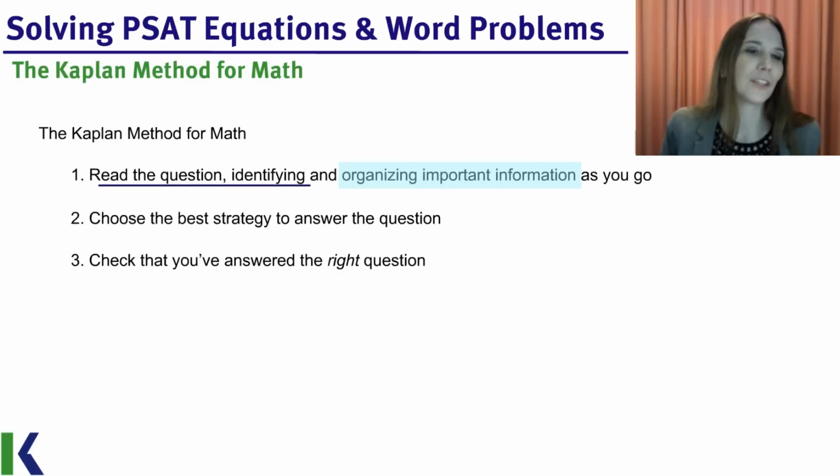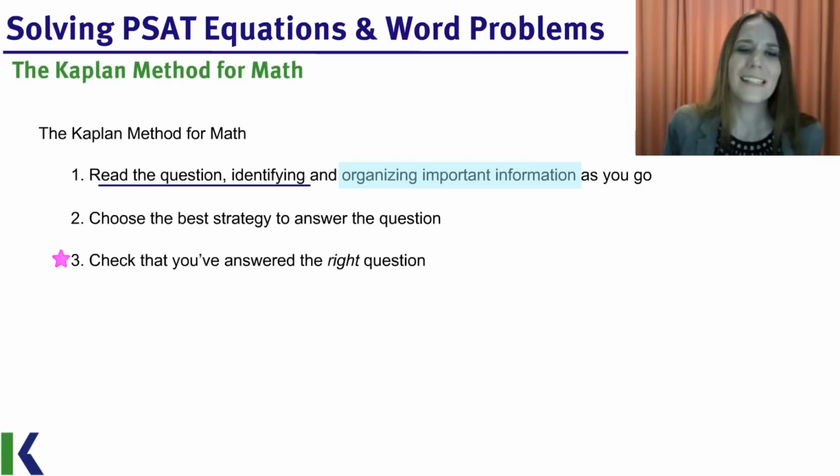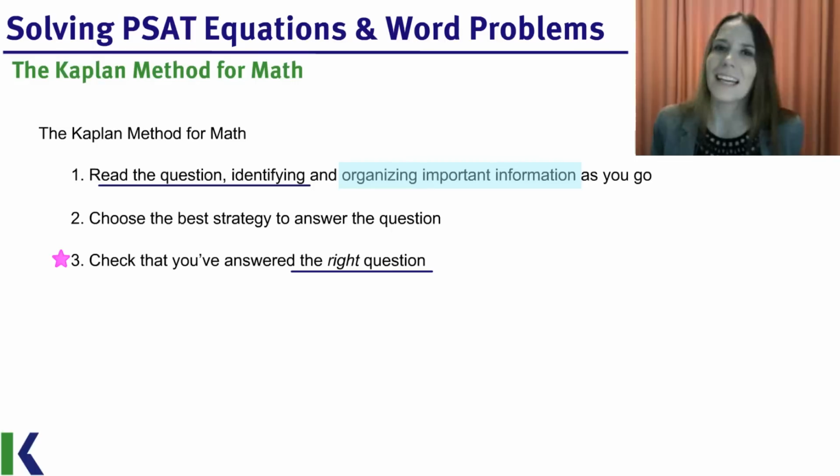I'm in fact going to put a big star by it, because time and time again, I cannot tell you how many times I've seen students do some really great math, but then they don't end up getting the question right. So when I say check that you answered the right question, what does this mean? I mean, we already identified the question. How could we possibly answer the wrong question?